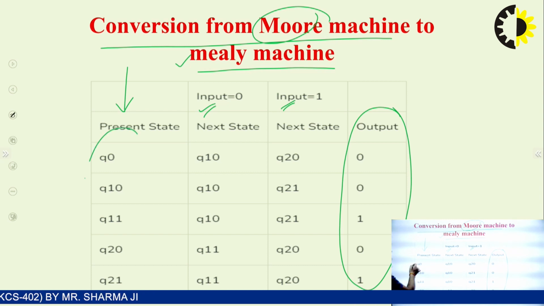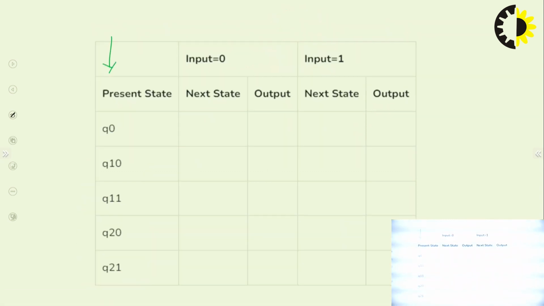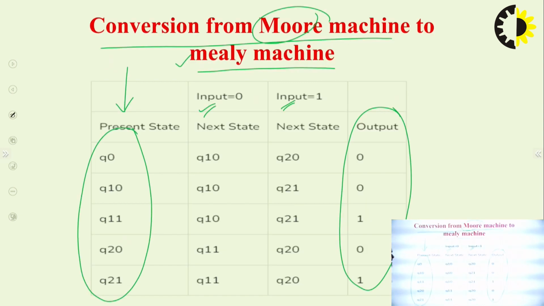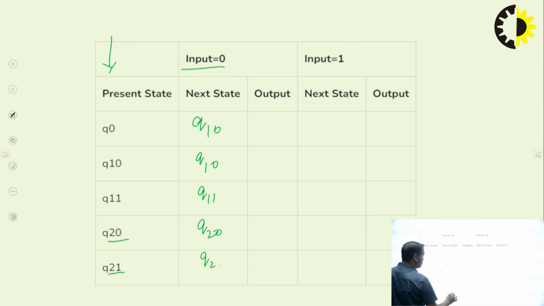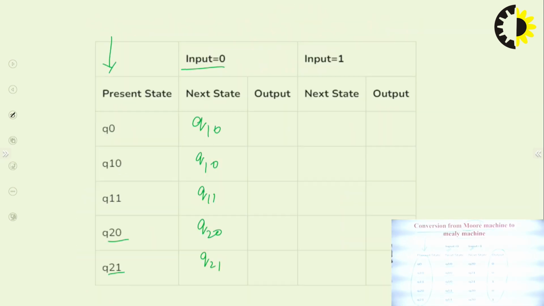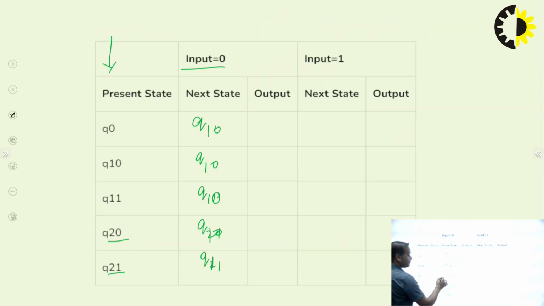We have to make entry of present state as usual: Q0, Q10, Q11, Q20, and Q21. There is no change of present state, and there is also no change of next state for input 0. We have to copy the same states: Q10, Q11, Q10, Q10, Q11, Q11. We have to copy the same states here: Q10, Q10, Q11, Q20, and Q21. Q11 and Q11. This is the same as previous.